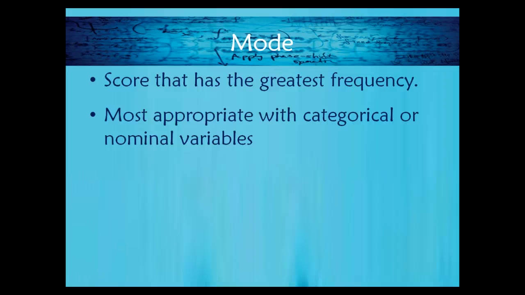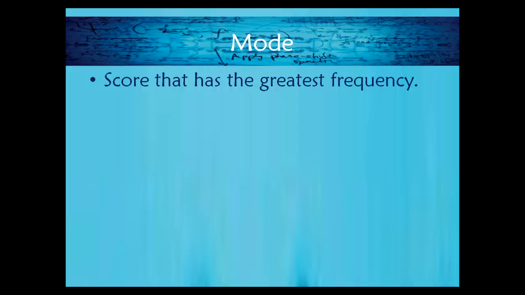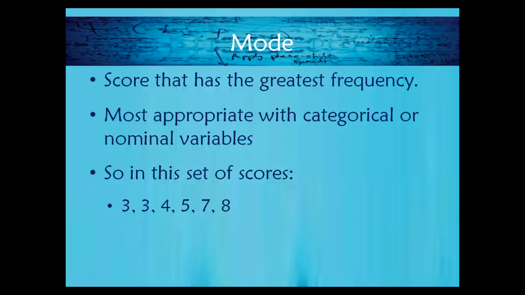So that's the median. And the mode is the score that has the greatest frequency. It's most appropriate with categorical or nominal variables, like gender or student classification. So in this set of scores, what's the most frequent score? You have two 3s, so the mode is going to be 3.